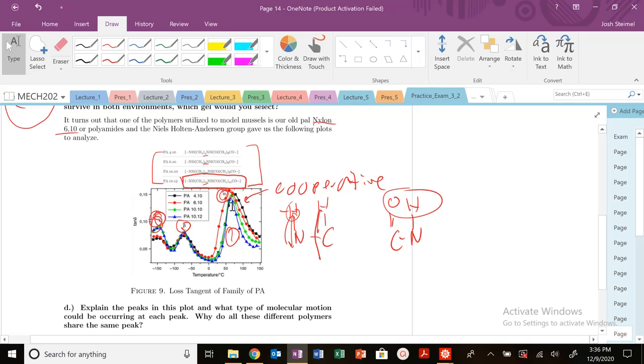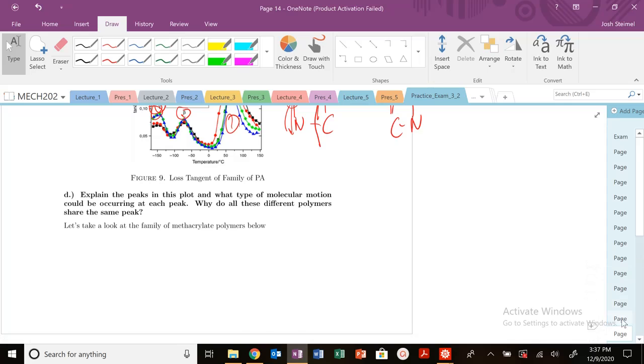But again, I wouldn't classify this as a Tg. Why? Because Tg we know is going to change depending on the number of carbons in the backbone.